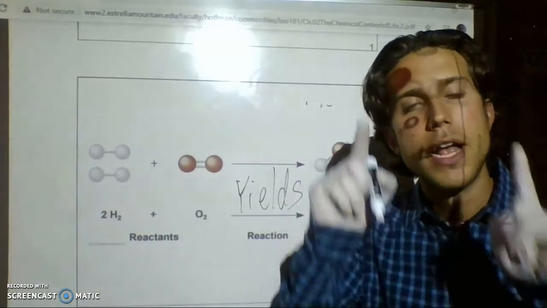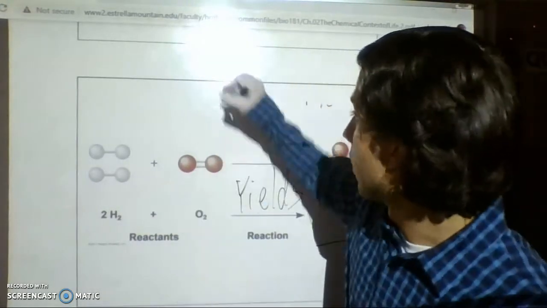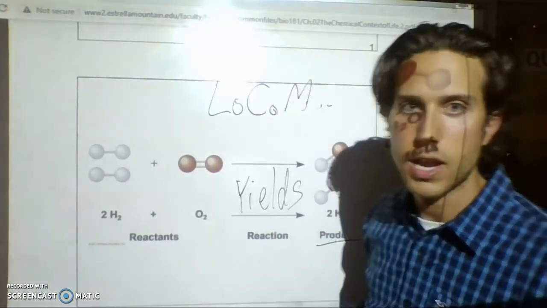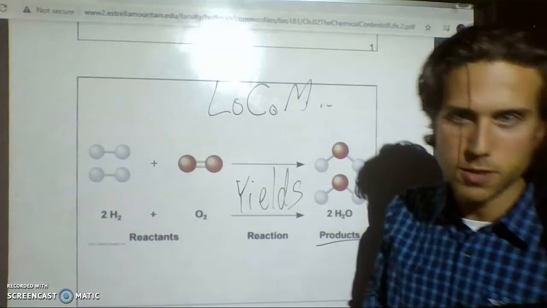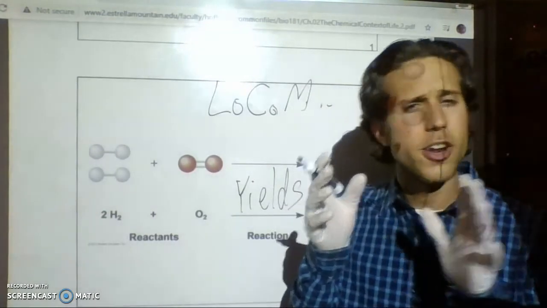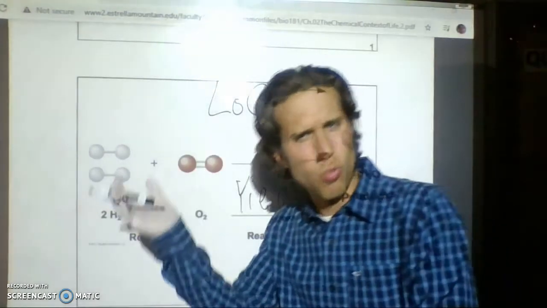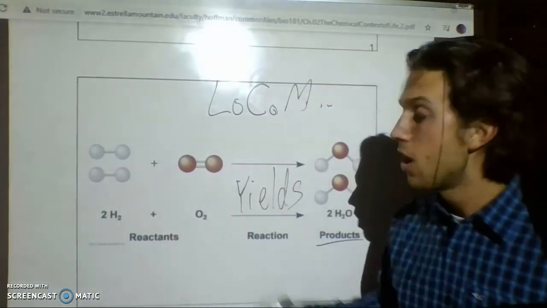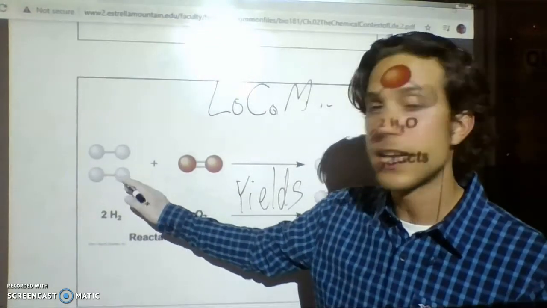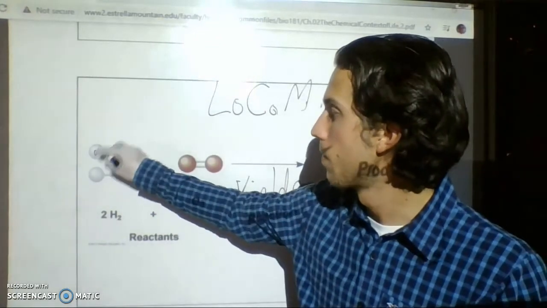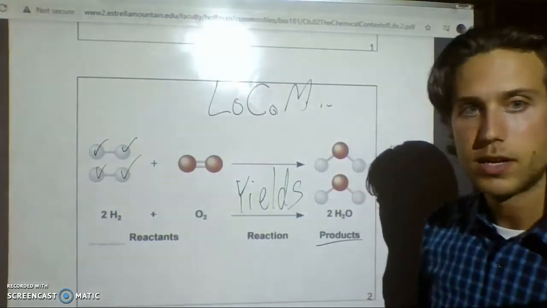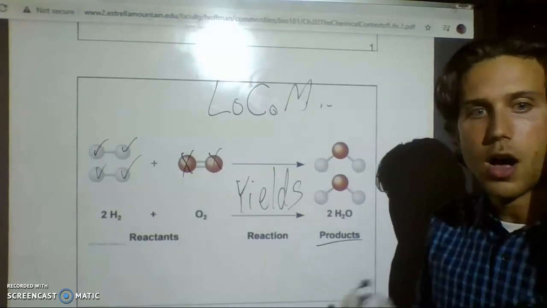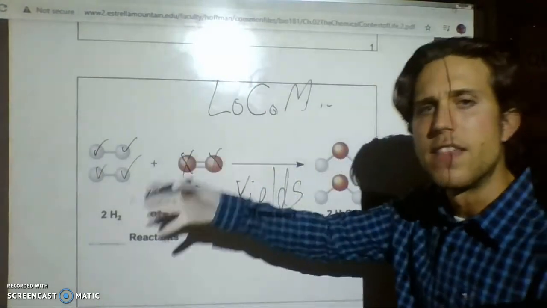And remember the law of conservation of mass, the LOCOM. Mass and matter are not created or destroyed, they're just transformed. We can see this here. We have two hydrogen gas molecules, so 4 total atoms of hydrogen, and 2 oxygen atoms. Let's see. This should be balanced.